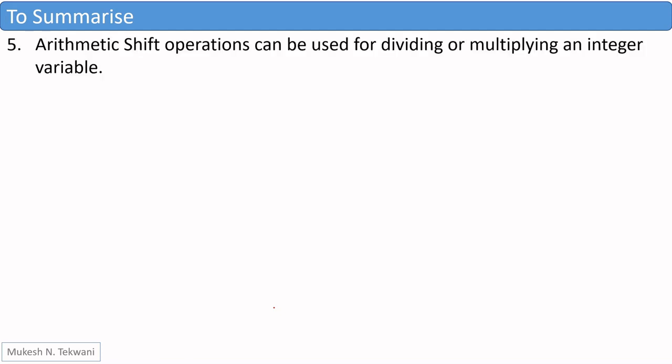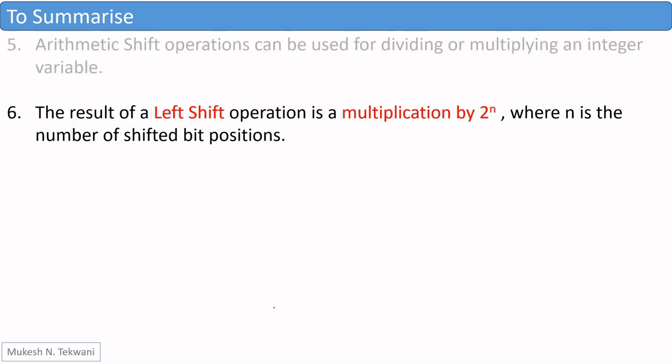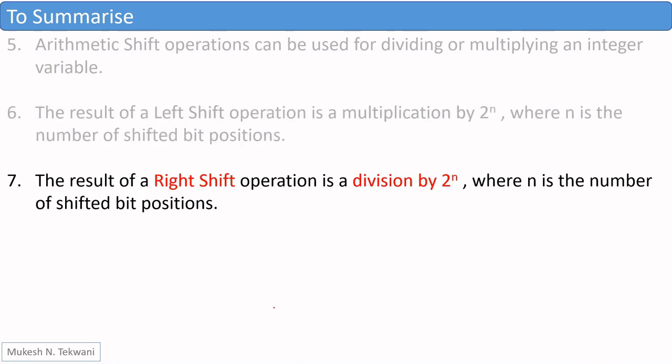Arithmetic shift operations are used for carrying out division or multiplication of an integer variable. A left shift is equivalent to a multiplication by 2 raised to n, where n is the number of shifted bit positions. So if you were to shift to the left by 2 bits, it would be equivalent to multiplication by 2 raised to 2, that is 4. The result of a right shift operation, on the other hand, is a division by 2 raised to n. So n is again the number of bits through which we shift the values.